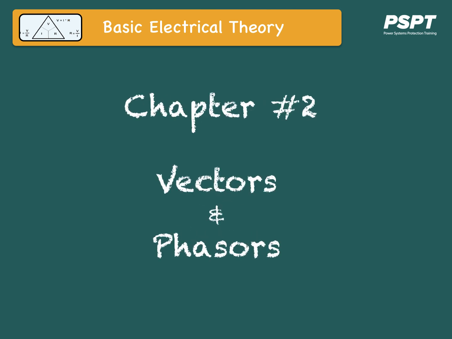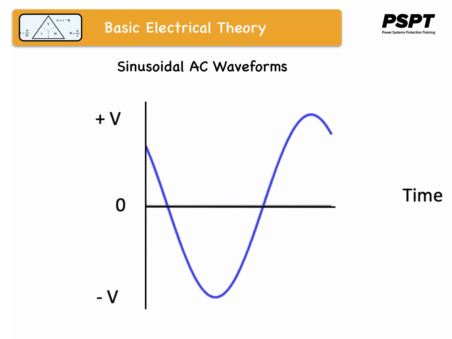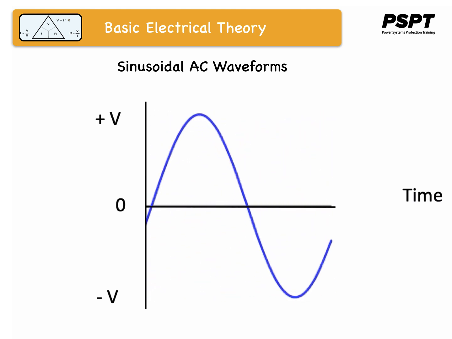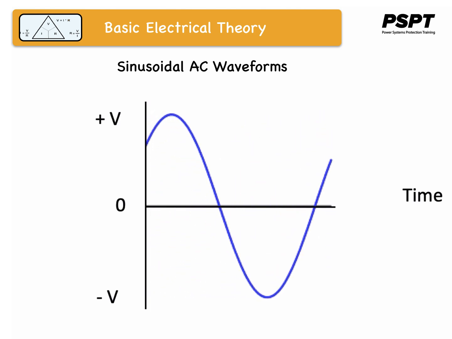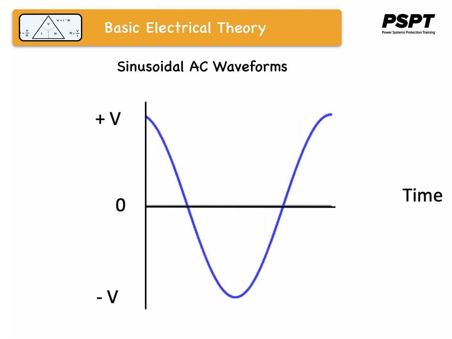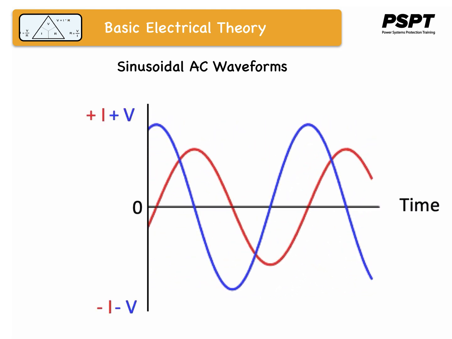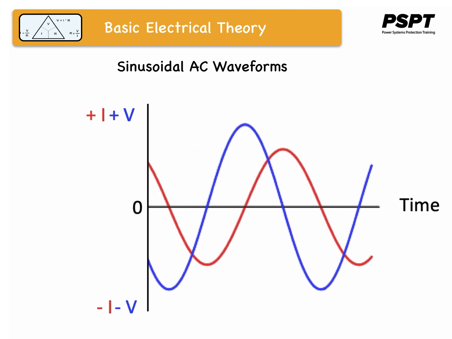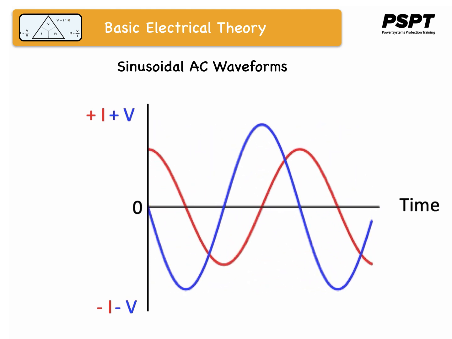Chapter 2, Vectors and Phasors. So far, we have discovered that we can analyze AC currents and voltages using RMS values for resistive loads. That is to say, the AC currents and voltages are in phase. However, that is not always the case. So we have another dimension to deal with, and in doing that, we developed another tool.